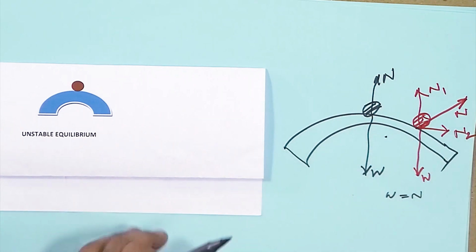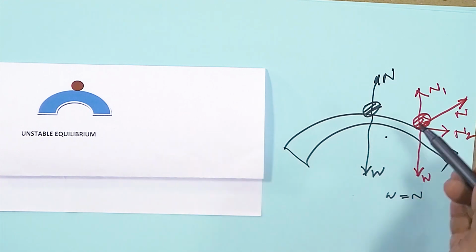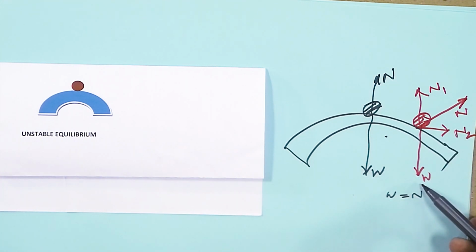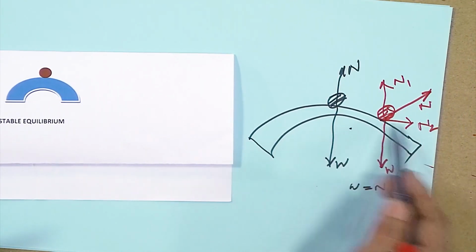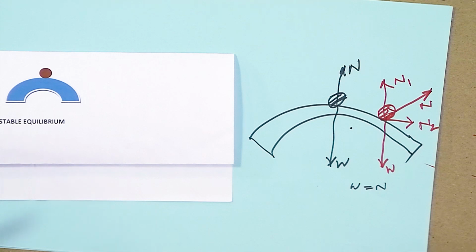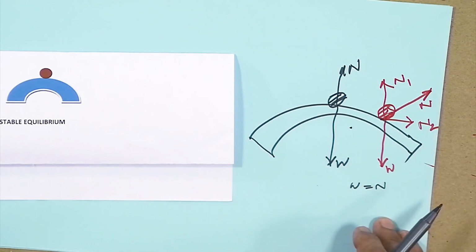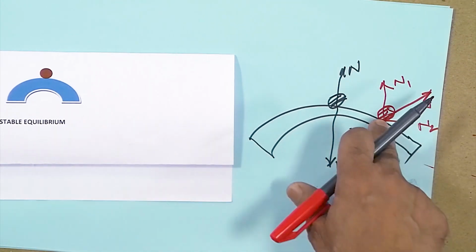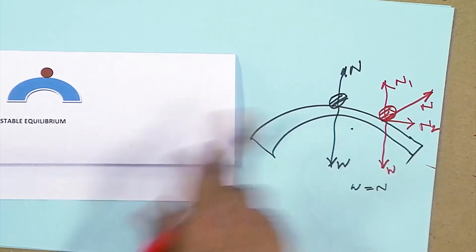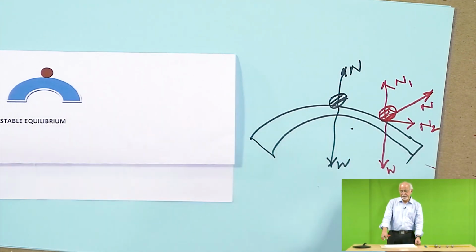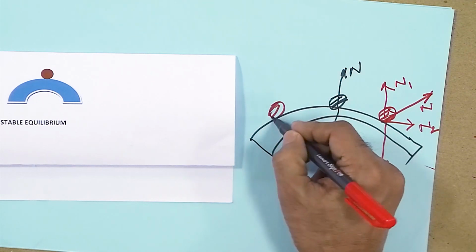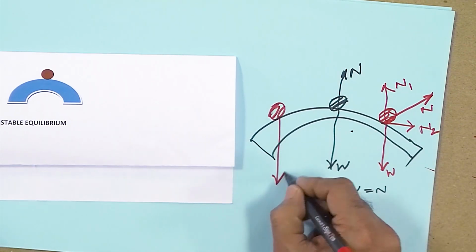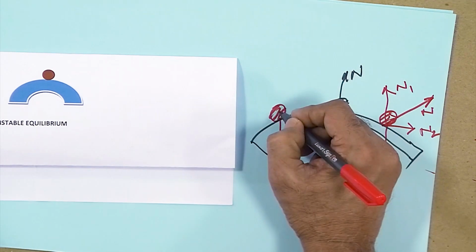Now, we can see that the vertical component does balance W, but the horizontal component, what happens? It tries to take it away from the equilibrium position. So, once the ball has been put here, it has no scope of going back to the equilibrium position, rather it would move away from the equilibrium position. Same thing will happen if we put it in this direction.